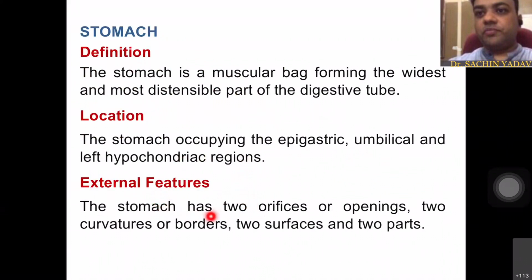Now the external features, and the interior of the stomach. I will show the organ also after this lecture, and you will understand all these things. The stomach has two orifices or openings, two curvatures or borders, two surfaces, and two parts.